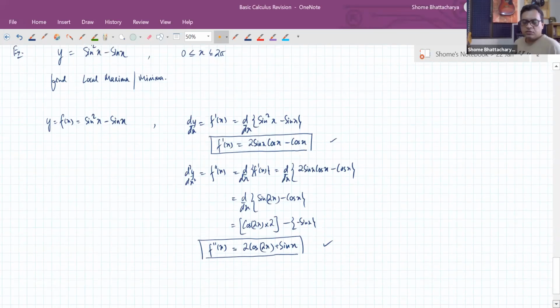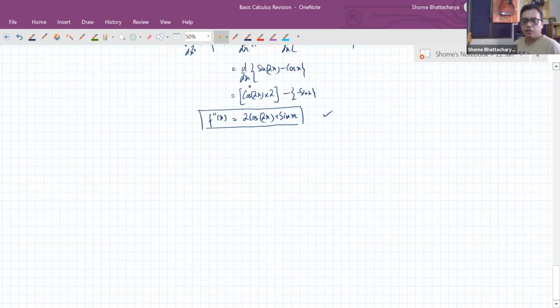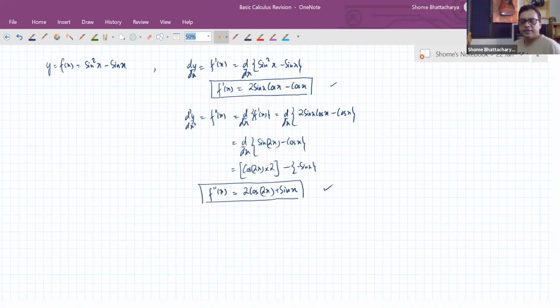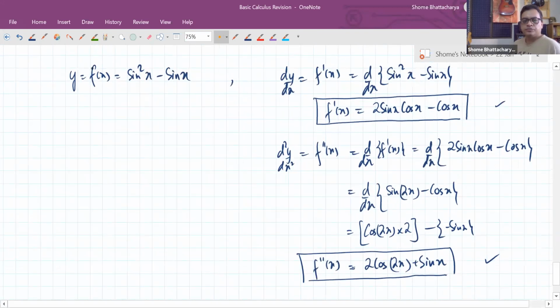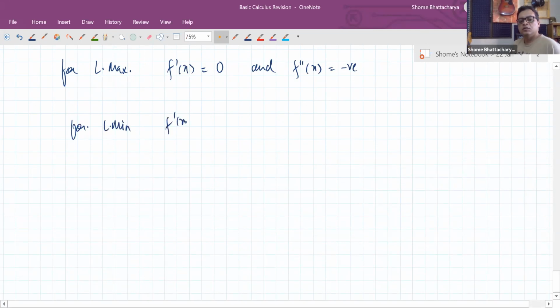As we can see, for the condition of local maxima, we need to make the derivative 0 and the second derivative negative. So for local maxima, the derivative should be 0 and the second derivative should be negative. Whereas for local minima, the derivative should be 0 and the second derivative should be positive.